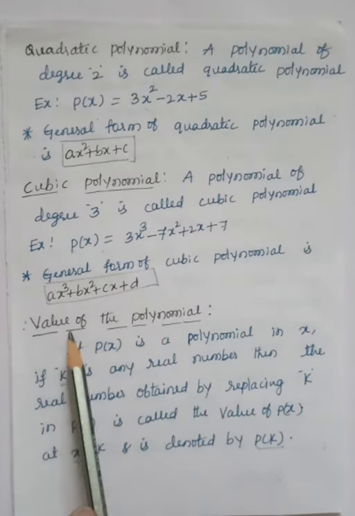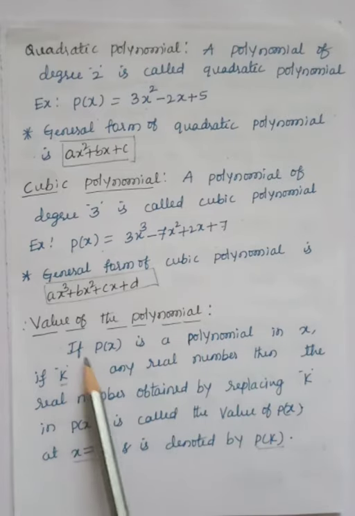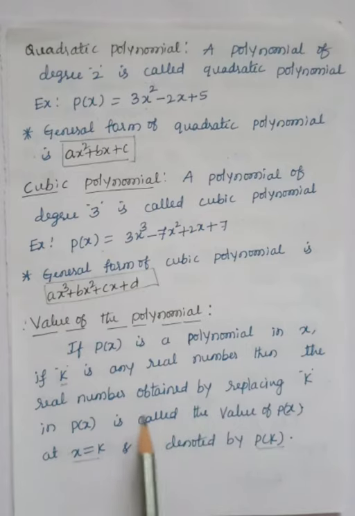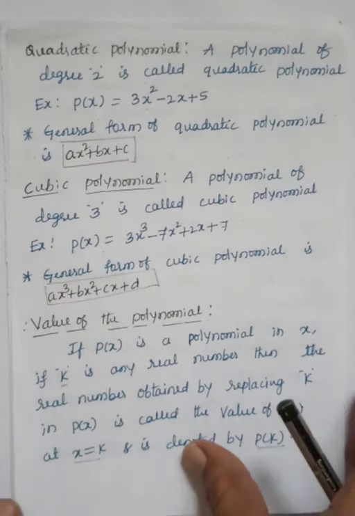Next one is value of the polynomial. What do you mean by value of the polynomial? If p of x is a polynomial in x, if k is any real number, k is what here? Any real number, then the real number obtained by replacing x by k in p of x is called the value of p of x at x is equal to k. We have to substitute k in place of x and it is denoted by p of k. P of k. This is the value of the polynomial.